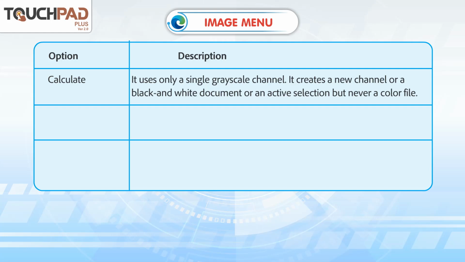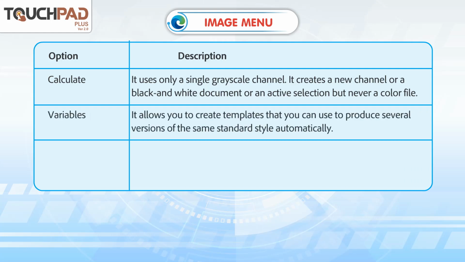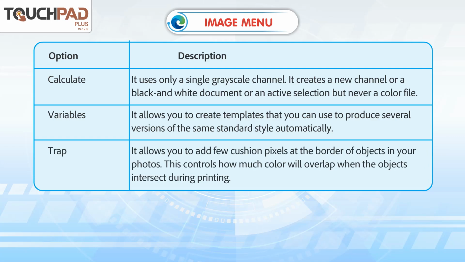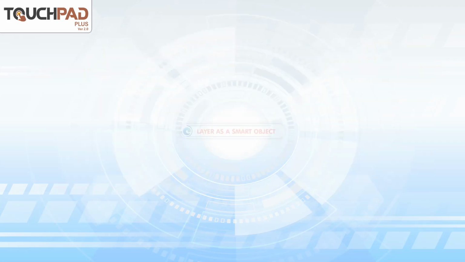Calculate. It uses only a single grayscale channel. It creates a new channel or a black and white document or an active selection, but never a color file. Variables. It allows you to create templates that you can use to produce several versions of the same standard style automatically. Trap. It allows you to add a few cushion pixels at the border of objects in your photos. This controls how much color will overlap when the objects intersect during printing.